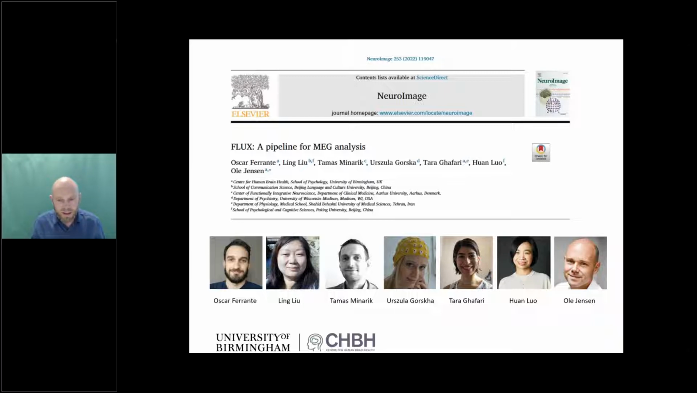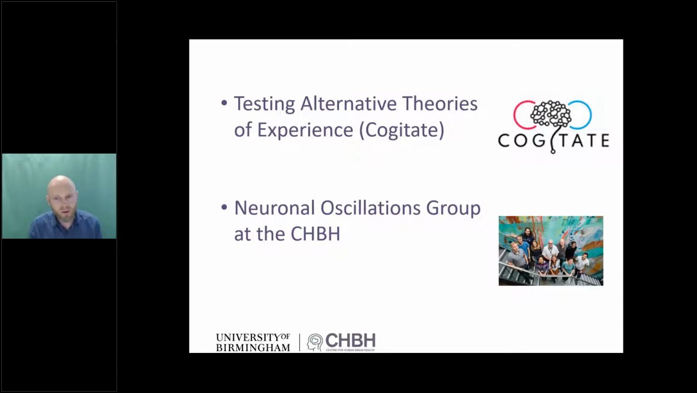This FLUX pipeline came about through a collaboration in the context of the Cogitate consortium. This is a consortium based on an adversarial collaboration where we are collecting data here in Birmingham, as well as a team of Wanlu collecting data at Peking University. What we of course need for that collaboration is a common pipeline. So out of that came the FLUX pipeline that we're going to talk more about here today. And also people in my group here, the Neural Oscillations group at the CHBH, have contributed to this.